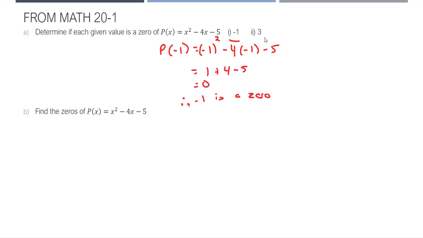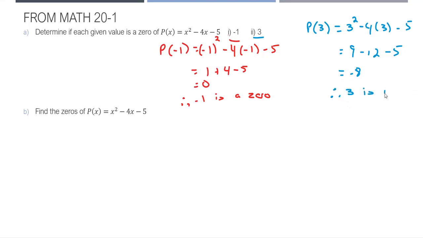Okay, checking the second one then. We're going to look at p of 3 and what the value of that is. So we get 3 squared minus 4 times 3 minus 5. So 3 squared is 9, minus 12, minus 5, and you get -8. So that's definitely not a zero. Therefore, 3 is not a zero.